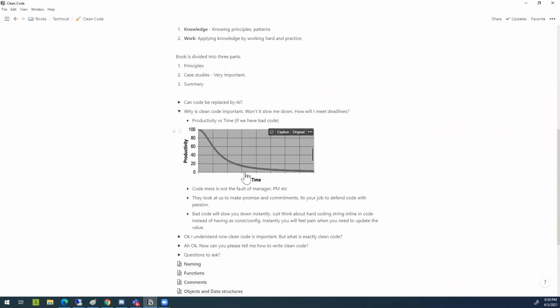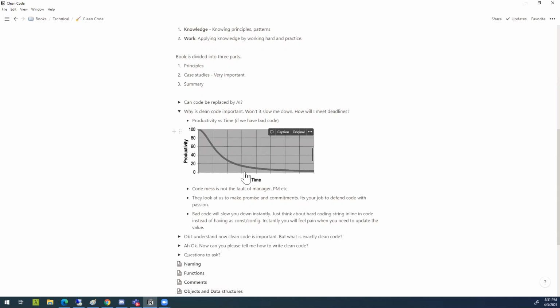So another thing is that sometimes we feel that writing good code would slow us down, but writing bad code will actually slow us down instantly. One example I was thinking of is when I'm quickly doing a prototype or writing something quickly, and those hard coded strings, right? I will put them in line in the code. Let's say if there was some connection string, I will put it in line, right?